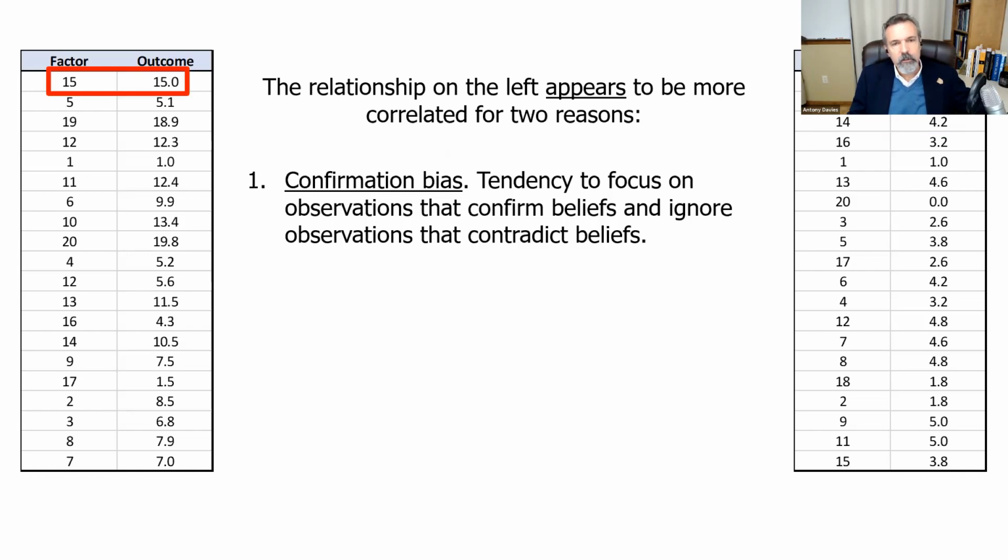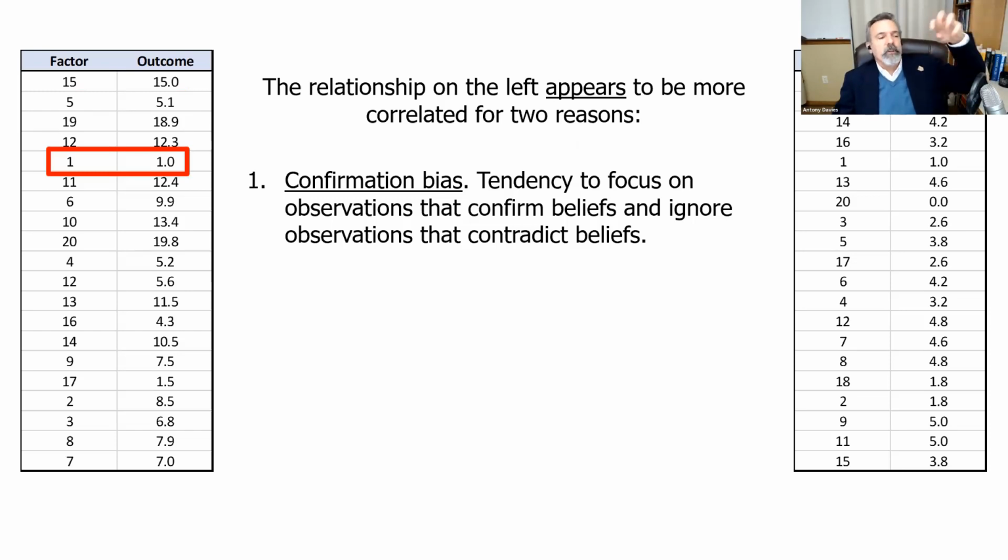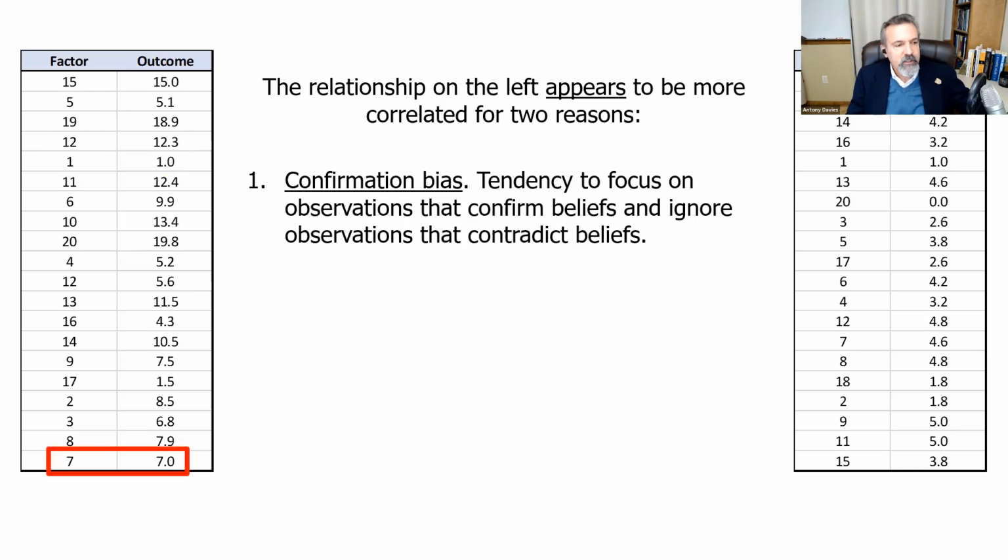And then they'll go over and look at the numbers on the left. They'll see 15 and 15. Those are the same. Then they'll see 5 and 5.1. Well, those aren't the same, but they're pretty close. And then 19 and 18.9, pretty close. And 12 and 12.3, and 1 and 1.0. Oh my God, the correlation between the factor and the outcome on the left must be really high. And then to check themselves, I know what the students will do. They'll jump down to the end of the list and look there. It's a 7 and 7.0. That's the same. 8 and 7.9.